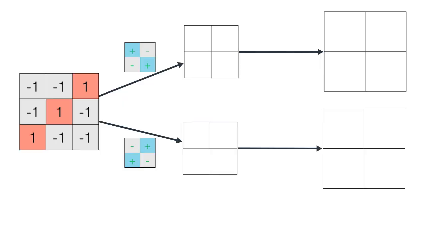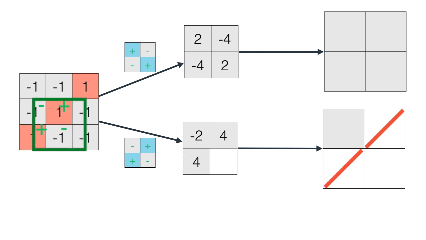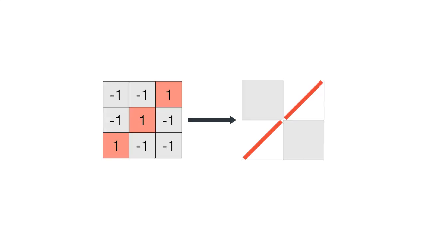And just for consistency, this is the last one too. Apply the top filter, we get a 2, so we found nothing because the threshold is 3. Minus 4, we found nothing. Minus 4, we found nothing. 2, we found nothing. So the top filter found nothing. And the bottom filter, as you can imagine, gets a minus 2 here, nothing. Gets a 4 here, so it finds a diagonal. Again, a 4, so it finds a diagonal. And nothing here because it finds a minus 2. And superimposes these two on the right, gets this.